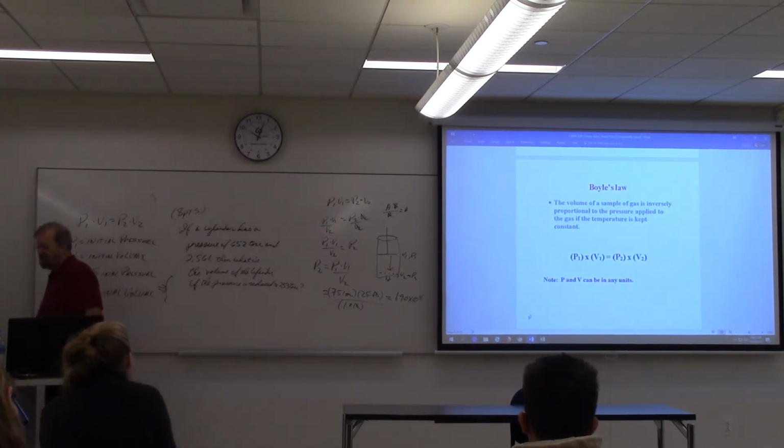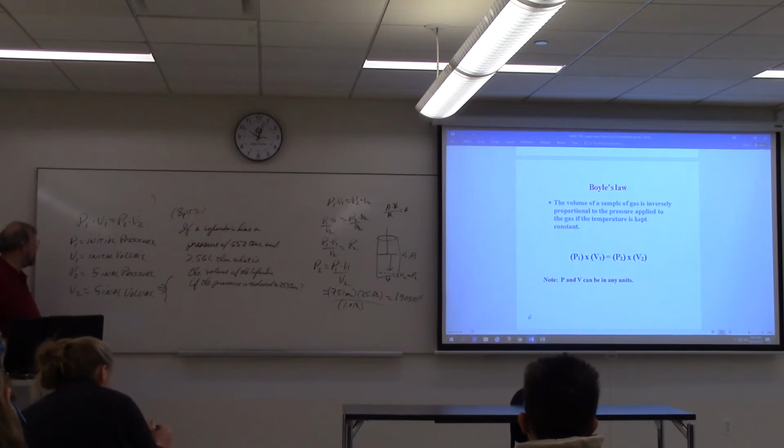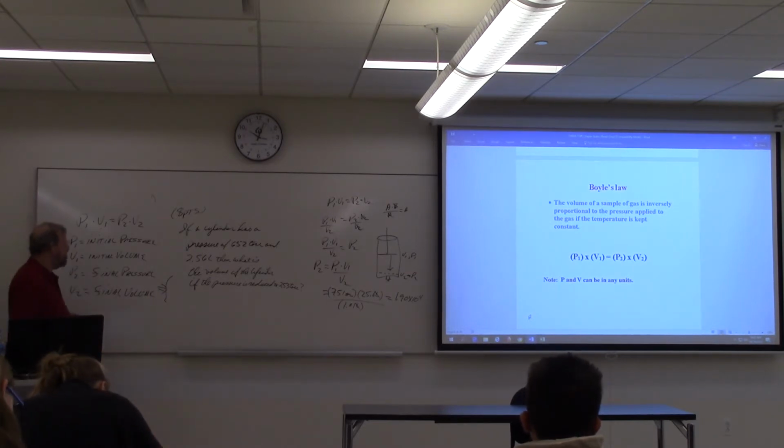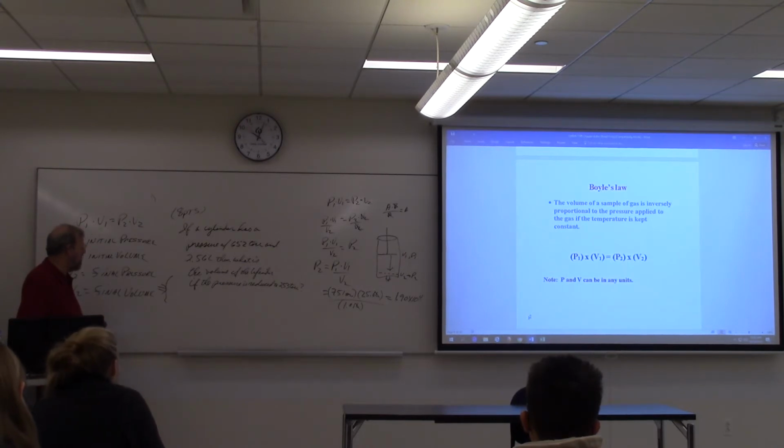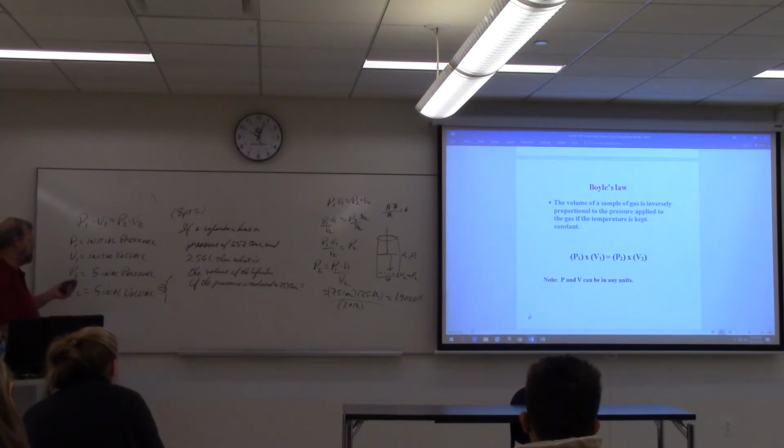Now why don't you try this one out? The question is, if a cylinder has a pressure of 652 torr and 2.56 liters, then what is the volume of the cylinder if the pressure is reduced to 253 torr?